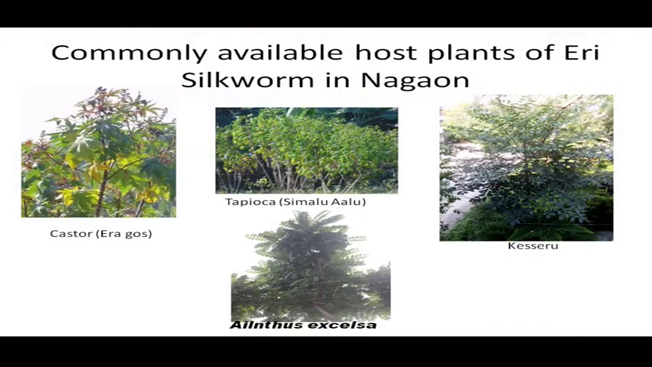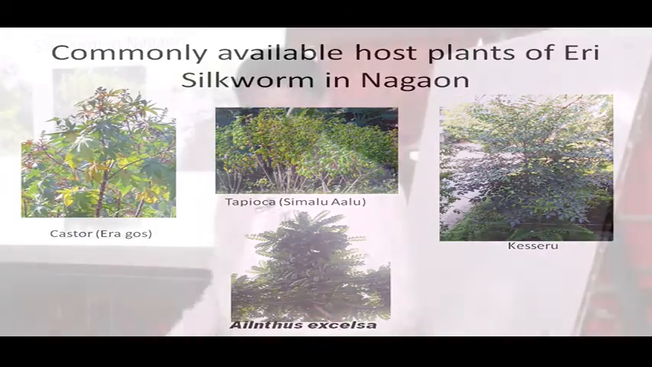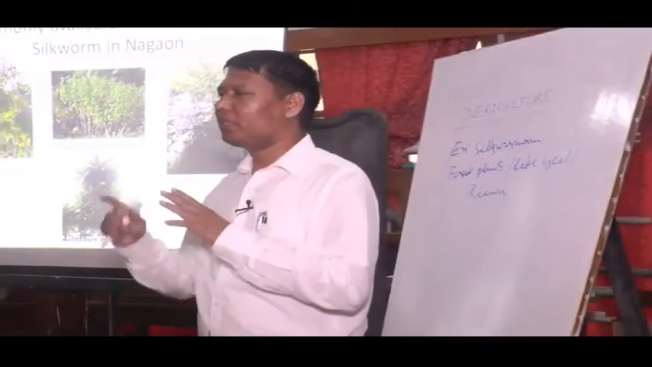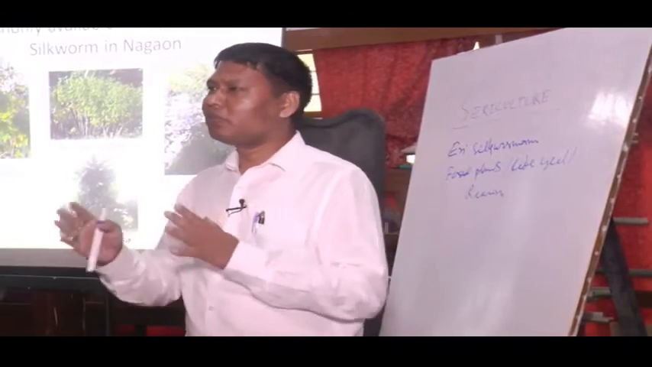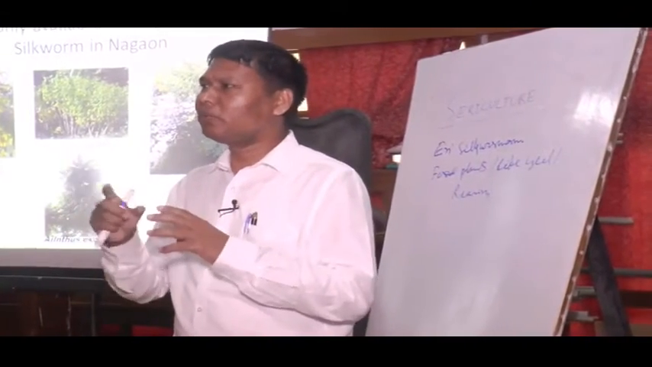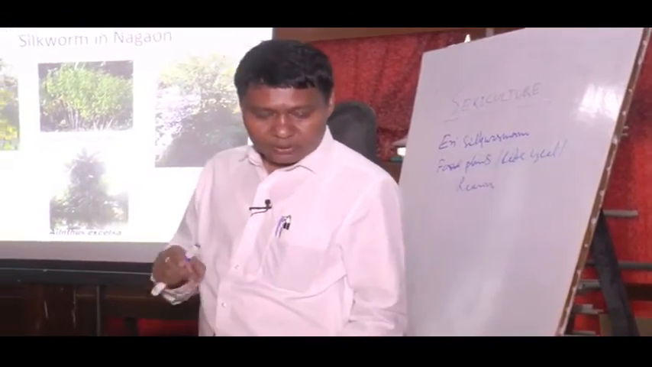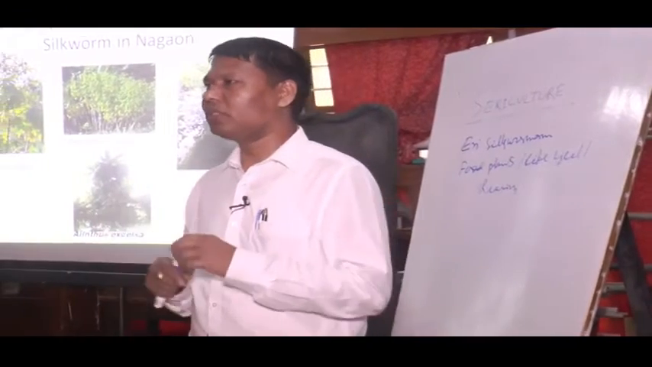I am mentioning this because before going to the life history or rearing, we have to know the food plants. So these are briefly about sericulture according to your syllabus. Sericulture, I have already mentioned, non-mulberry and mulberry both, I am just giving an idea about sericulture, and there are four varieties of silk also.